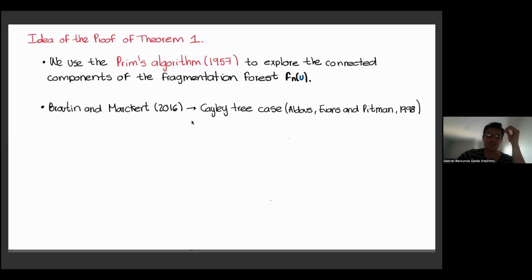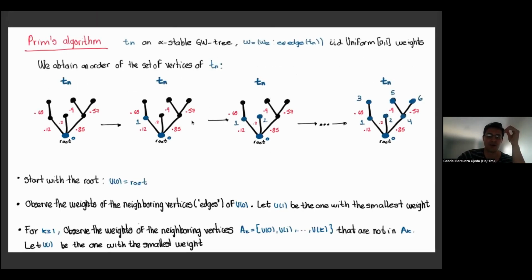So what is Prim's algorithm, and how can we use it to study this fragmentation process? Again, you consider Tn, the alpha stable Galton-Watson tree, or you can consider any discrete tree you want. This will work the same way. And you equip the edges of this tree with uniform weights, as in this picture.